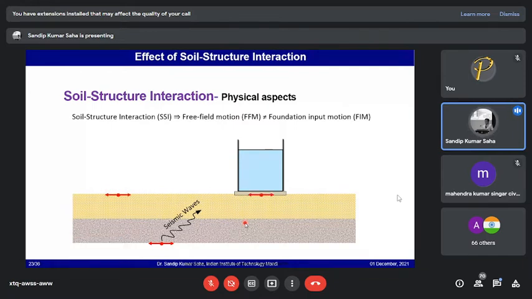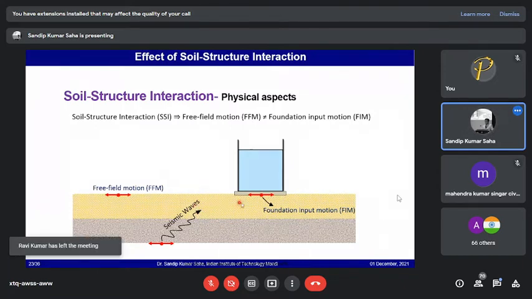If you look at the two points here, one is the free field, where the seismic wave is just reaching, and the other is where your foundation is placed. When this seismic wave travels, and if you record the seismic wave at this free field, that is called the free field motion. And if you record the same seismic wave when it is interacting with the foundation of a structure, that is denoted here as the foundation input motion. So these two motions are not the same.